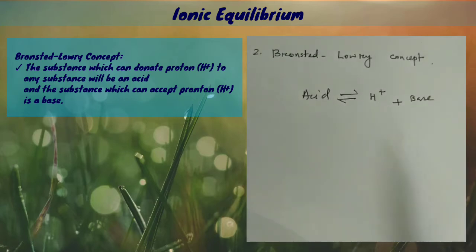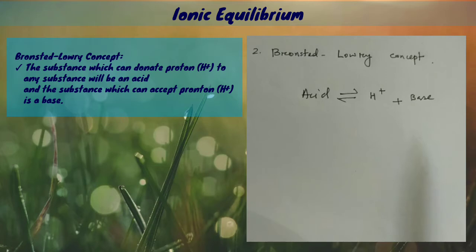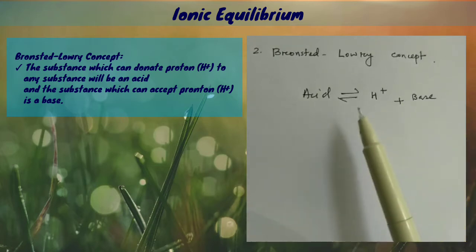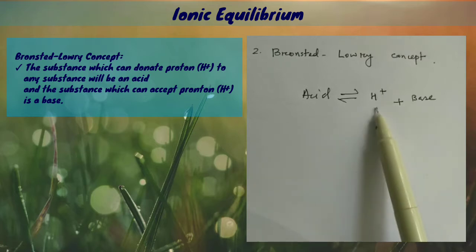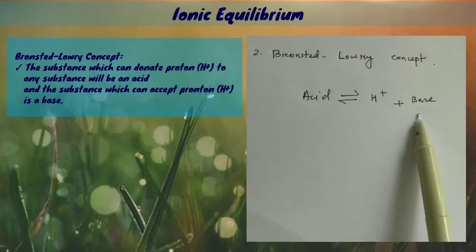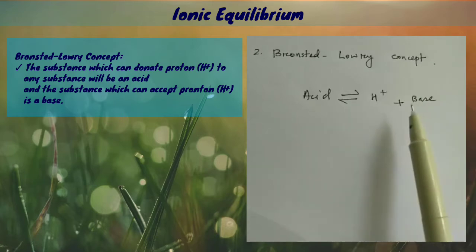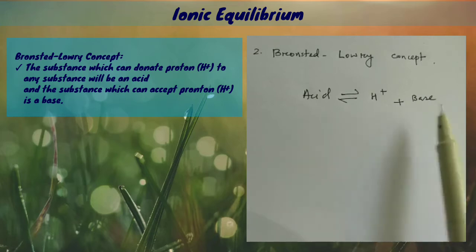So according to the Arrhenius theory, the solvent is only aqueous, that means water. But here the acid has the capacity to donate H+, that means a proton, to any other substance, and the base has the capacity to accept a proton from any other substance.